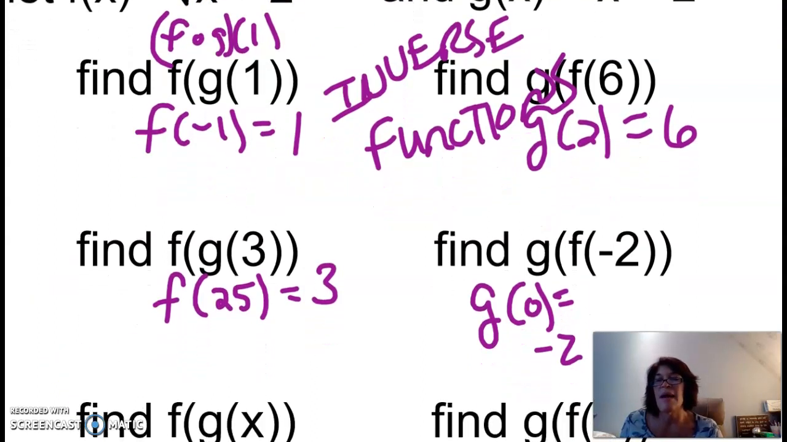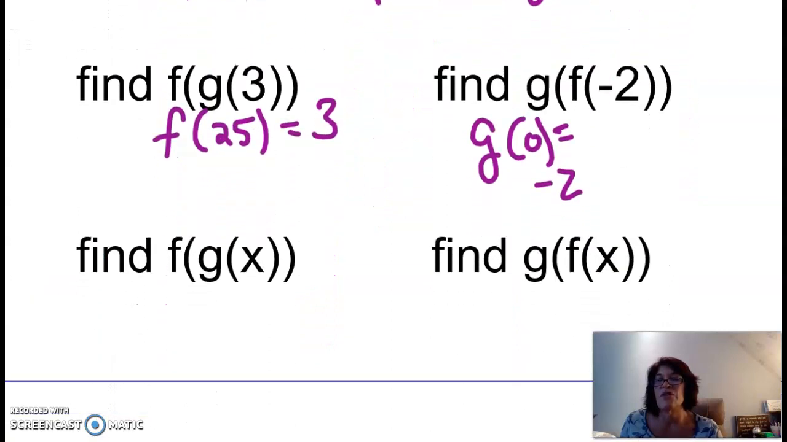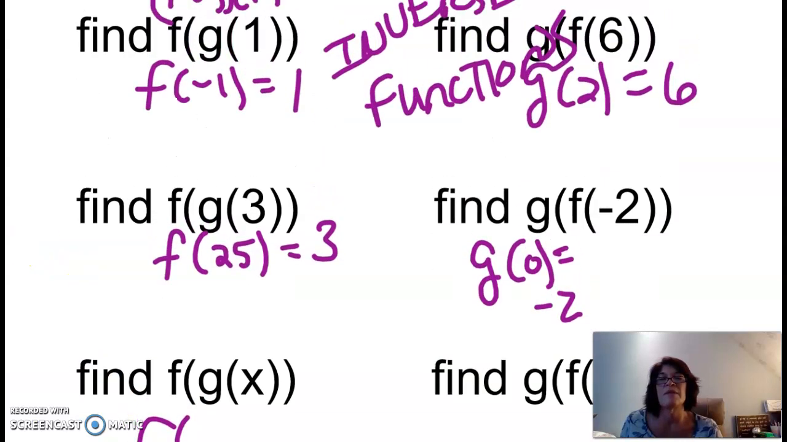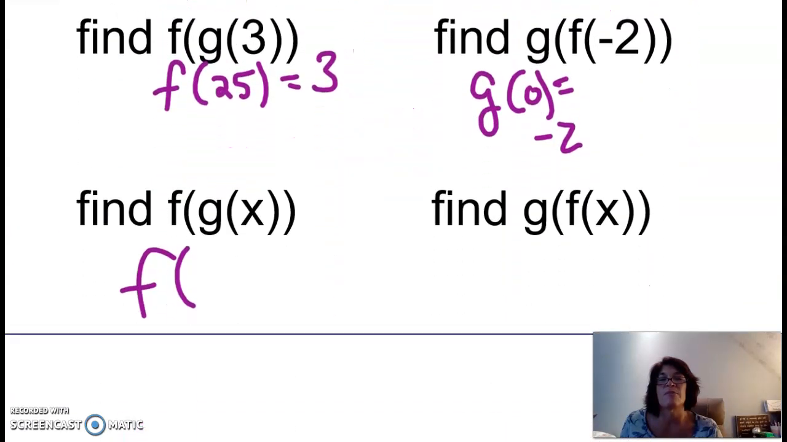Let's see what happens when we do f of g of x. So that's going to be f of, sorry, I just keep scrolling up and down, g of x is x cubed minus 2.